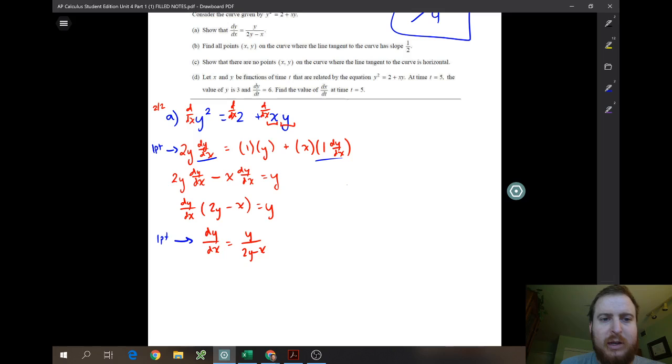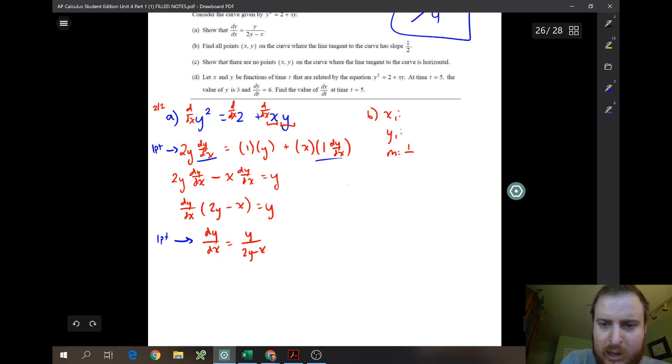Okay, B says find all points on the curve where the tangent line has a slope of 1/2. So we have x1, y1, and m, and we know that m is 1/2. So what we're going to do is, basically the m is dy/dx. So what we can do is set 1/2 equal to y over 2y minus x. And so we're just plugging in 1/2 where we saw the dy/dx.